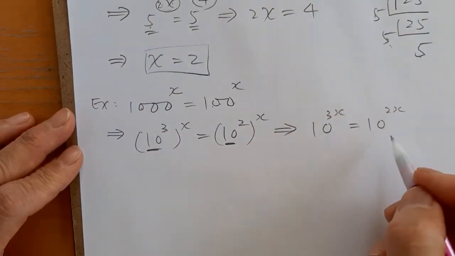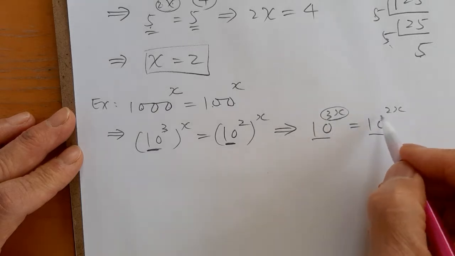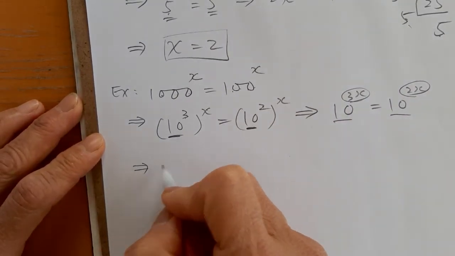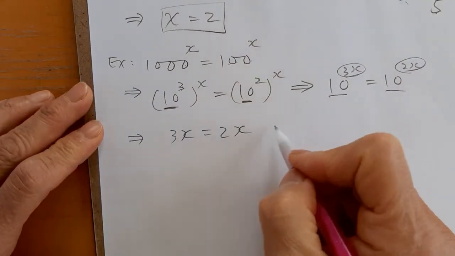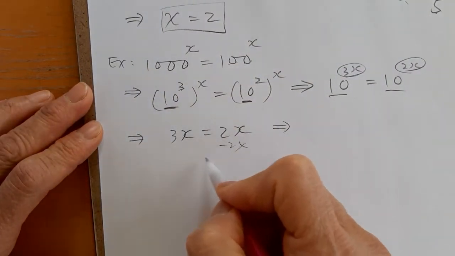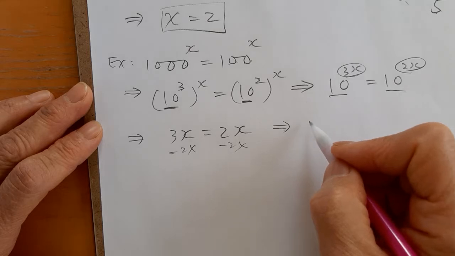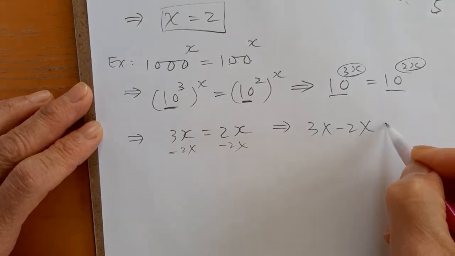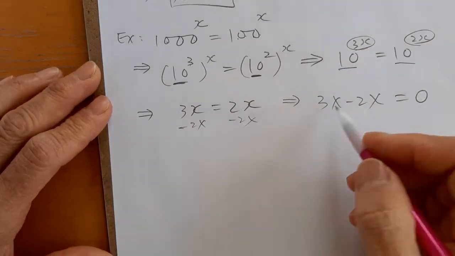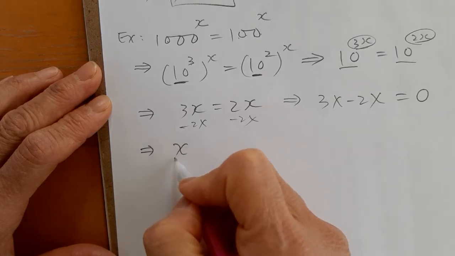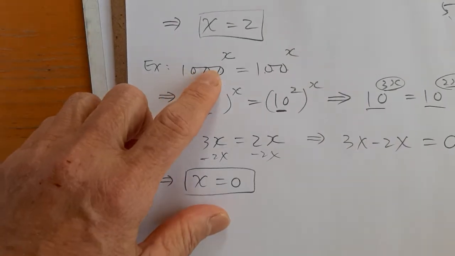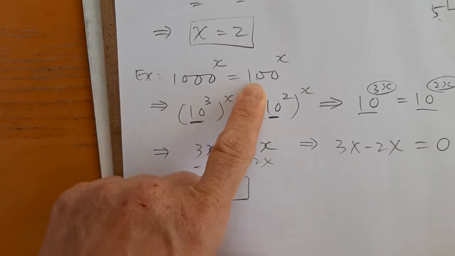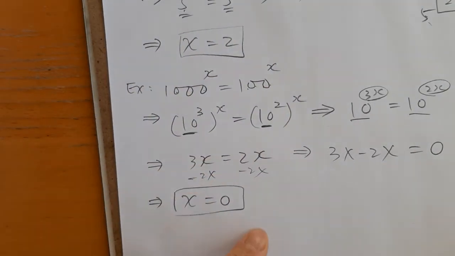They have the same base, 10, so the exponents should be equal. So you get 3x equals 2x. Then you subtract 2x from both sides. So you get 3x minus 2x equals 0. 3x minus 2x is x, so we get x equals 0. 1000 to the power 0 is 1, 100 to the power 0 is 1. So x equals 0.